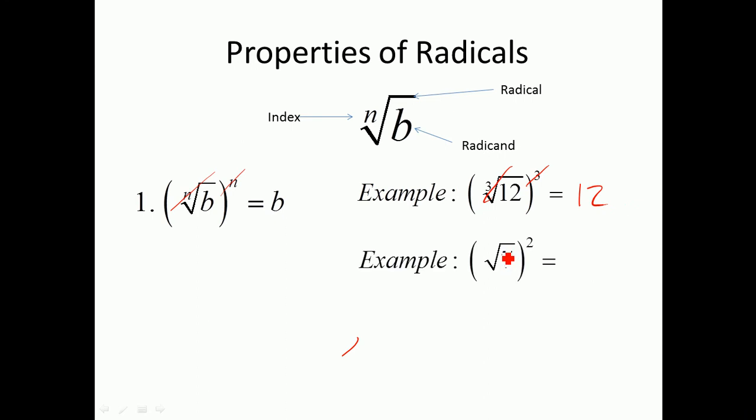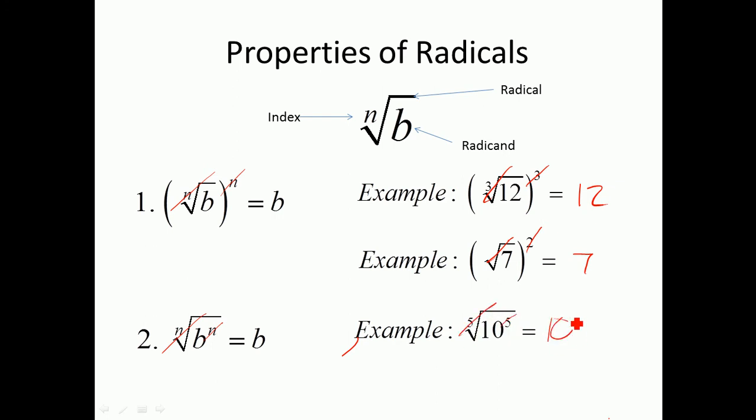Another example is the square root of 7 squared. Square root cancels with the square. My answer is just 7. Also, the second rule is kind of just like it. If the exponent's under the radical, that's the same as the root. They still cancel. So that means the nth root of b to the n is equal to b. Two examples. First one, fifth root of 10 to the fifth. Fifth cancels with the 5, 10. Next one, fourth root of 5 to the fourth. That cancels with that, 5. Period.